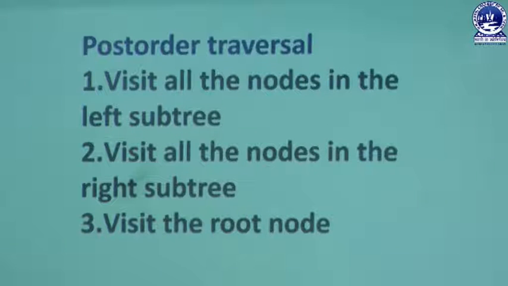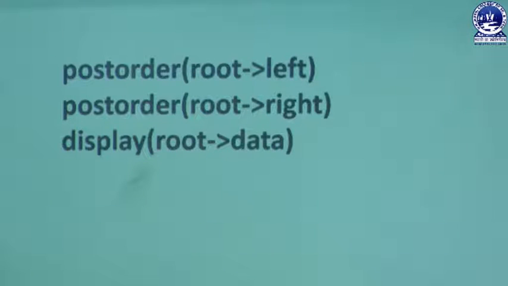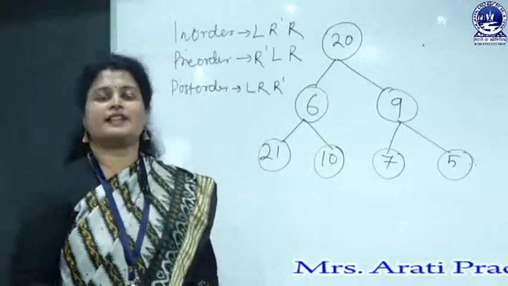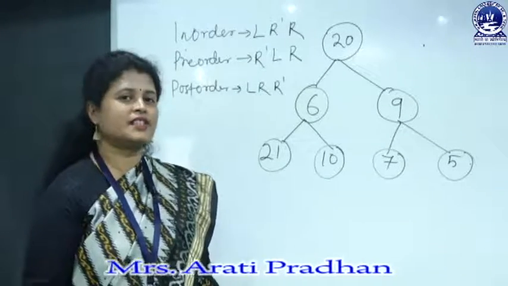Then the last one is post-order traversal. Visit all the nodes in the left subtree, visit all the nodes in the right subtree, visit the root node. If we represent it in the algorithm format, then it will be post-order root left, post-order root right, display root data. Now I am going to discuss the traversal of a tree by using one example.